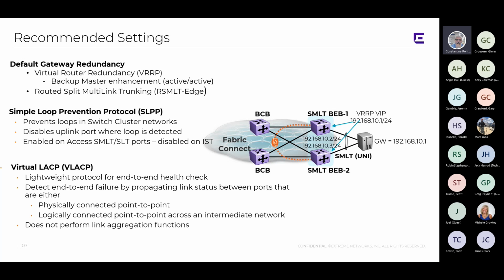Simple loop prevention protocol is something that we certainly want to have enabled throughout the networks, to prevent loops in the switch cluster networks. If it notices a loop on an uplink port, it'll disable that port, and that's important, because if you somehow have a loop generated at the edge, you don't want that. If you have a loop generated outside the fabric network, we've talked about how fabric handles loops its own way, but you certainly want to make sure you don't have those loops at the edge, and you have a way to trap them and prevent them.